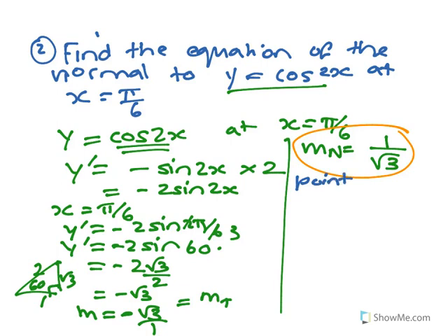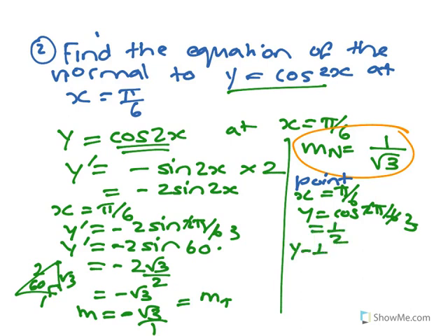We also need a point. Okay, so if we put in x equals pi on 6, y is cos 2 pi on 6, which leaves you with pi on 3, which is cos 60, so that's a half. So you go y minus a half, so it's the y value, equals 1 on root 3, this is the normal, x minus pi on 6.